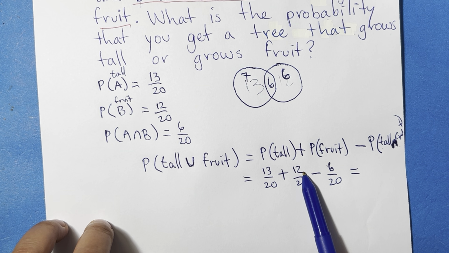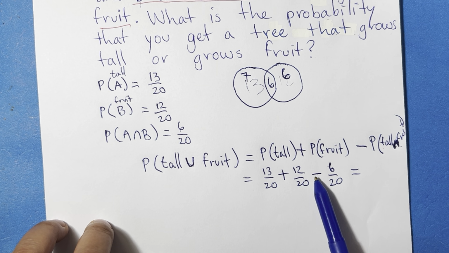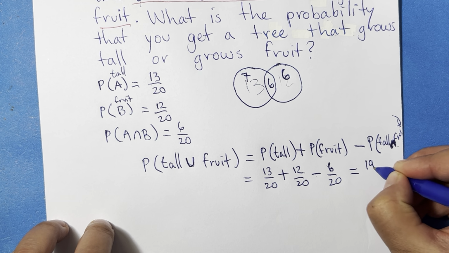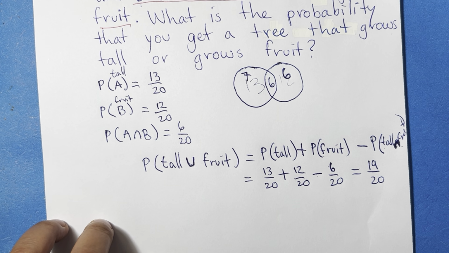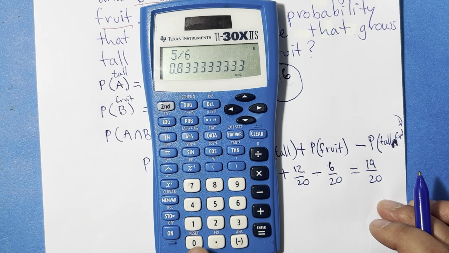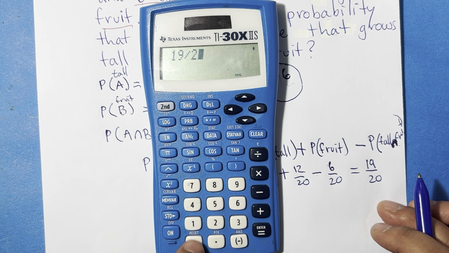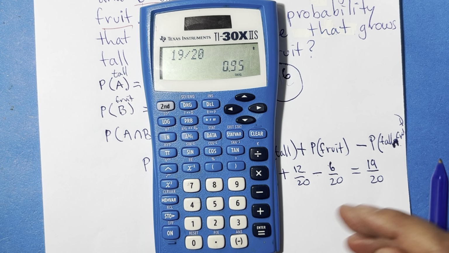13 plus 12 is 25. 25 minus 6 is 19. 19 out of the 20 will either be tall or give you fruit. When we divide 19 divided by 20, it's 0.95.